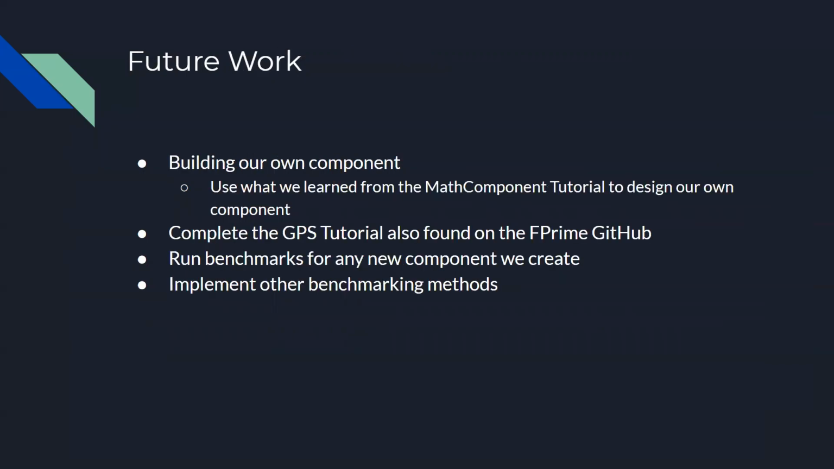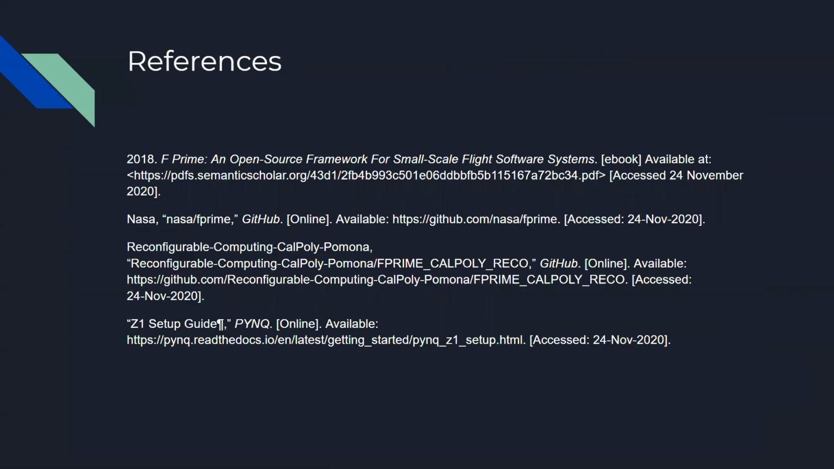Just some of the other future work that we were looking at doing: we also want to build our new component. As I mentioned earlier, from the math component tutorial, we learned how to create our new component, and we hope to implement that and try to create something completely new on our own. We also hope to complete the GPS tutorial, which is also found in the F Prime GitHub. Of course, for any new component we create, we want to run new benchmarks, and we also want to attempt implementing other benchmarking methods. And here are just a couple of the resources that we used.